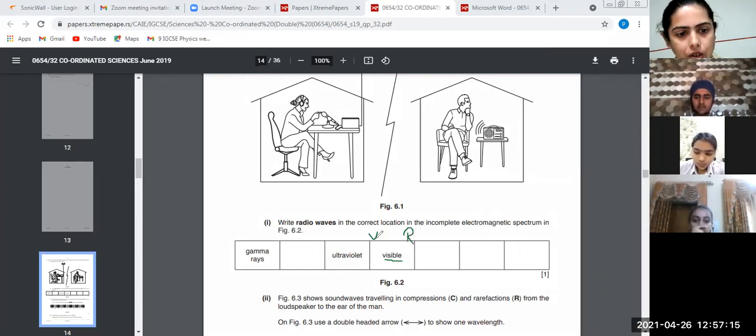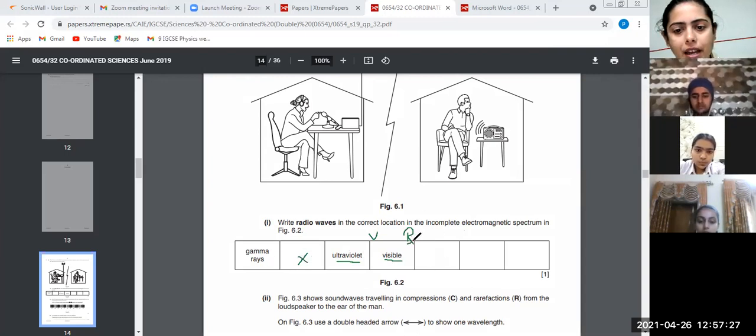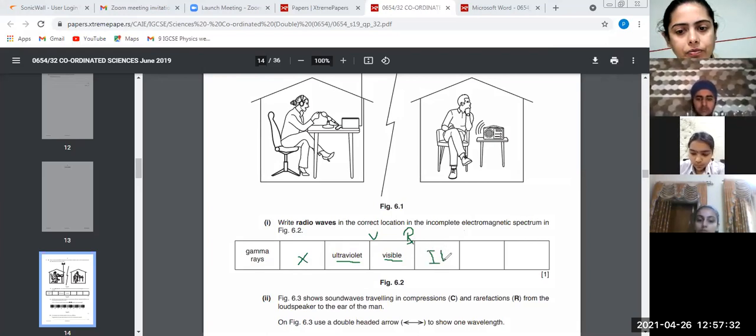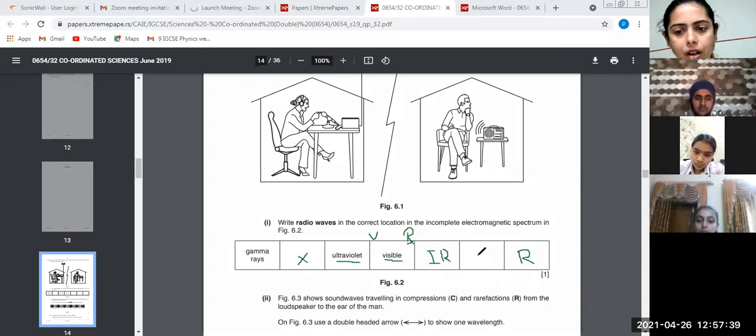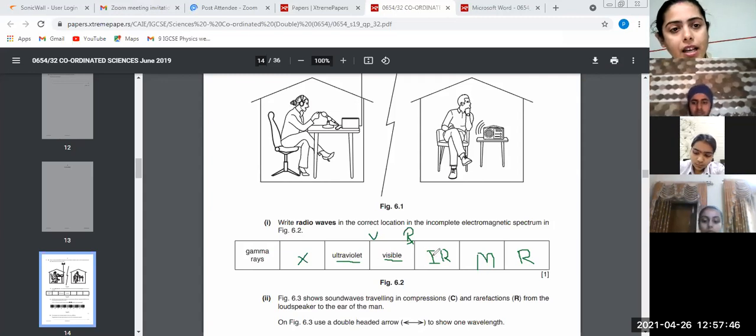V means violet. Before violet is ultraviolet, here will come X-rays, after that gamma rays. And on the other side here is red. Before red comes infrared. So this is RMI. Then visible, ultraviolet. Now where ultraviolet has to come and where infrared has to come, you have understood.